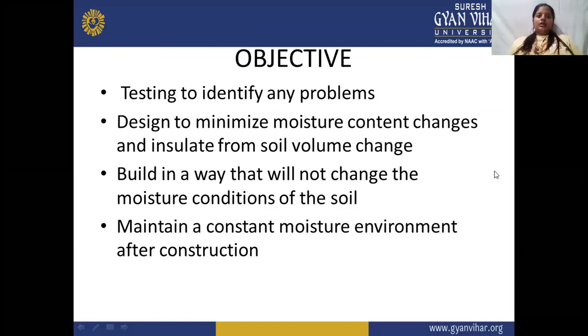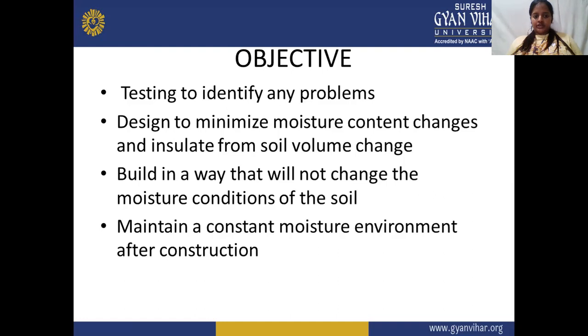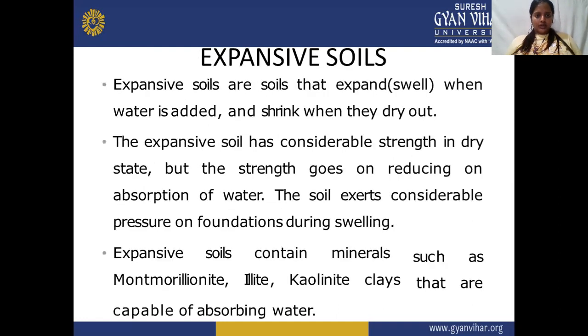Okay. The objective is to test and identify any problems, designed to minimize moisture content changes and to insulate from soil volume change, build in a way that will not change the moisture condition of the soil, and maintain a constant moisture environment after construction. So let us understand. This topic is expansive soil.